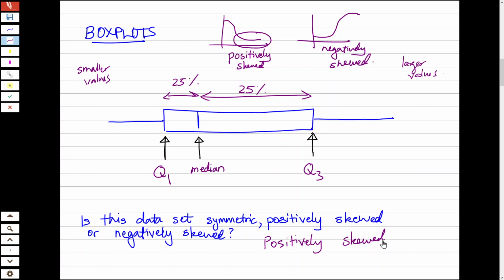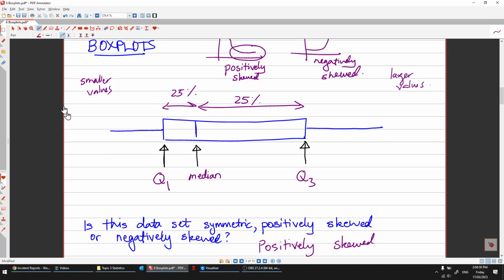All right, we're going to add more features to our box plot. So if you just give me a moment, I'm going to clone this page, and we'll add more stuff to it. Actually, no, I'm going to create a new one. All right, so I want you to draw a new one in your book.